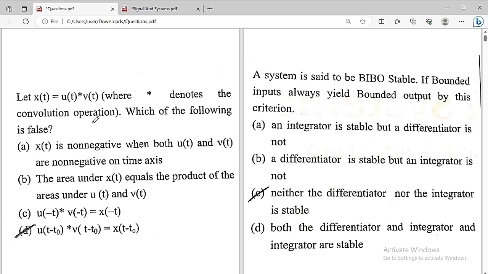The main aim of this lecture is to discuss the numericals on signals and systems which are present in the Gate Code Transcode Disco book. Whatever questions of signals and systems are present in that book, I am going to discuss in a very detailed manner.